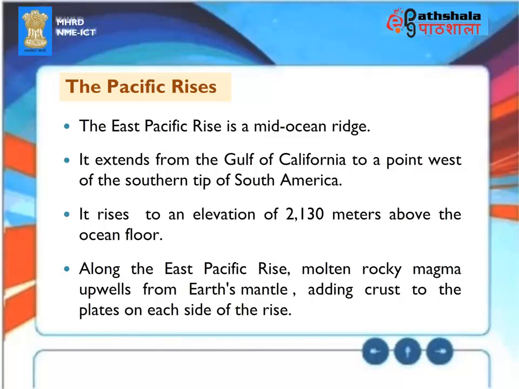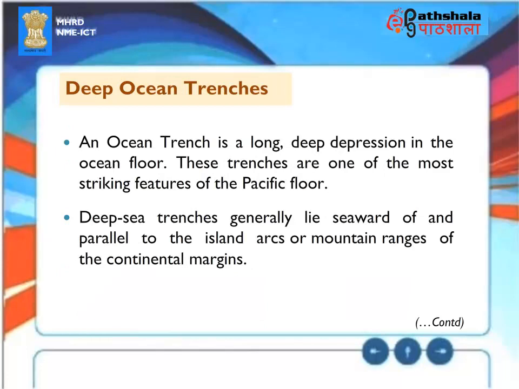It rises to an elevation of 2,130 meters above the ocean floor. Along the East Pacific Rise, molten rocky magma upwells from the Earth's mantle, adding crust to the plates on each side of the rise. Deep ocean trenches.